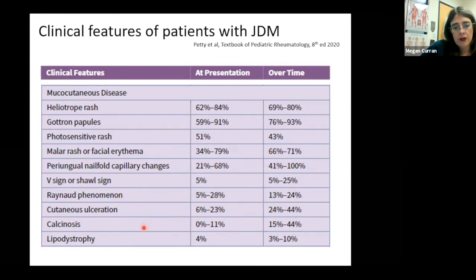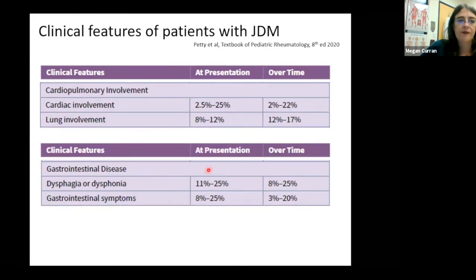And then calcinosis is a unique phenomenon where calcium leaks out into the skin, and it can form like nodules, like bumps. This is often much more common later in the course of disease, so it's unusual for patients to present with calcinosis. And then finally, lipodystrophy is loss of fat, and that's seen more in the face and the arms and the legs, but that's also a very rare presentation.